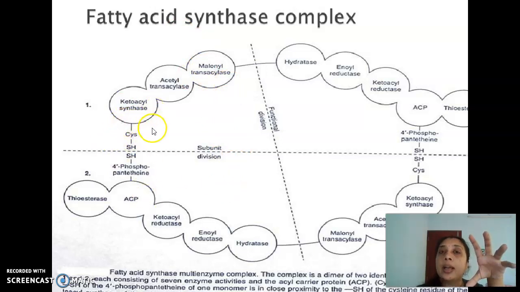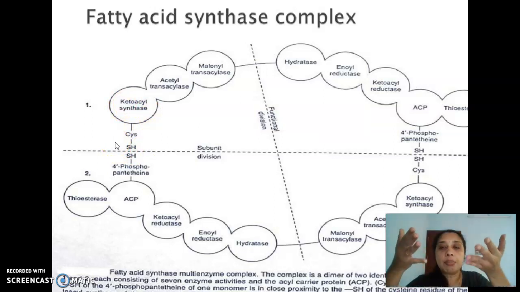The head of one monomer is facing the tail of the other monomer, and the enzymes are acetyl transacylase, which is E1, malonyl transacylase is E2, ketoacyl synthase is E3, then, not enoyl reductase, I'm sorry, ketoacyl reductase is E4, hydratase enzyme is E5, enoyl reductase is E6, then acyl carrier protein is E7. This E7 carries the central thiol group, while the ketoacyl synthase or E3 carries the peripheral thiol groups. So what is the function of cys-SH and pan-SH?